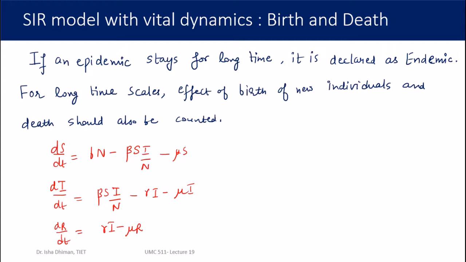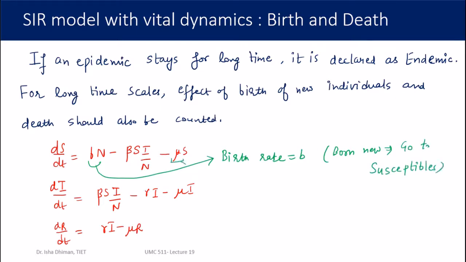The birth term is only included in the susceptible class, because when a new individual is born, it's not directly going to the infected class or recovered class. It's assumed that the newborn individual goes to the susceptible class. So this term is the birth term, and it's obviously proportional to the population. The higher the population, the higher the birth rate is going to be. You understand the reproduction.